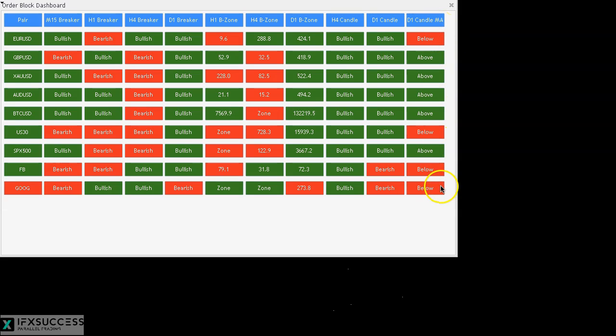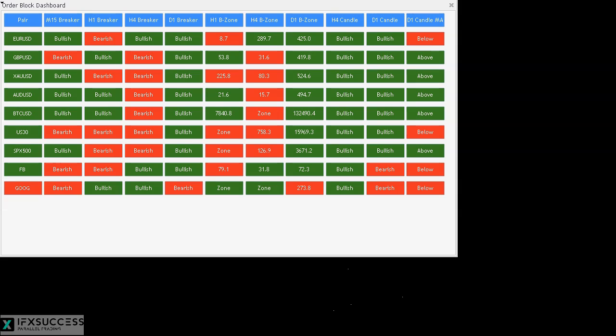So for me, I put this in here because it's very important just to me, kind of where am I situated on a daily time frame. I'm using the 5 simple moving average. So pretty much this is letting me know if I'm above or below that moving average. And I kind of have an idea.